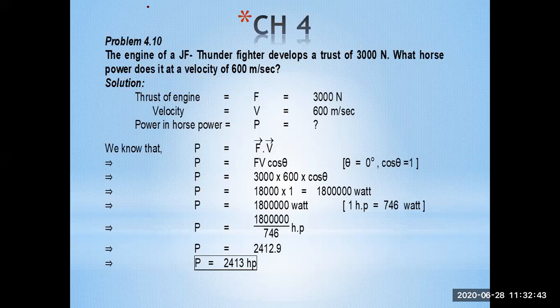So, welcome again. This is the last formula for work and energy among the topics we have covered. The engine of a jet fighter develops a thrust of 3000 Newton. What horsepower does it develop at a velocity of 600 meter per second? So basically, you are asked for power.